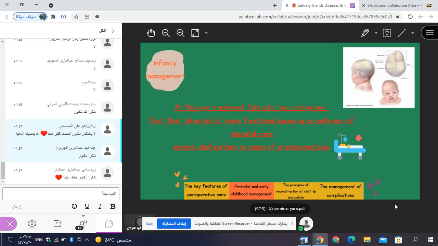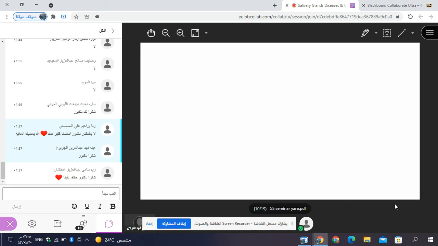But the problem here is that it will increase the intracranial pressure, and so the baby will present with episodes of disrupted sleep. Sometimes it can even be associated with papilloedema, and if left untreated, it can lead to visual failure. So skull surgery can be a must in some cases.